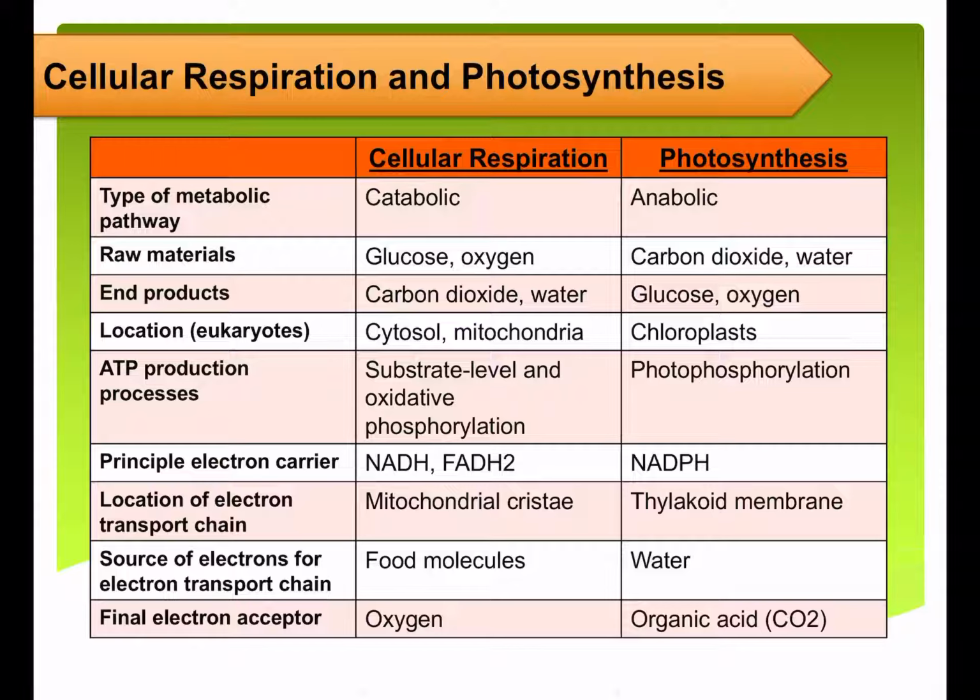So this is a good summary chart that compares and contrasts cellular respiration and photosynthesis. Be sure to study this whole chart for the lecture exam, because this gives you a good view of what's different between the 2 processes, whether it's catabolic or anabolic, what raw materials it starts with, what end products you're ending with, where it happens, etc. Okay? Make sure you go through this table for your understanding.